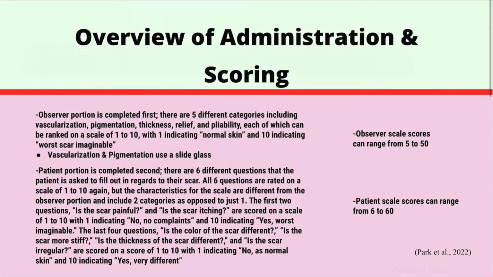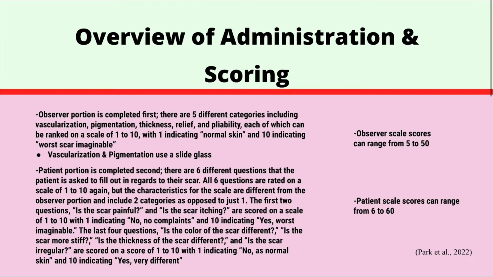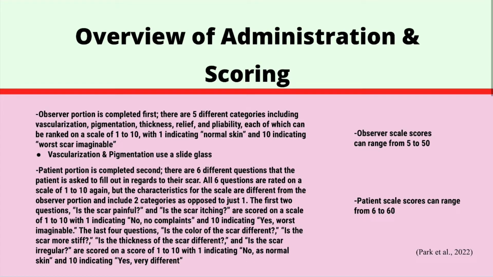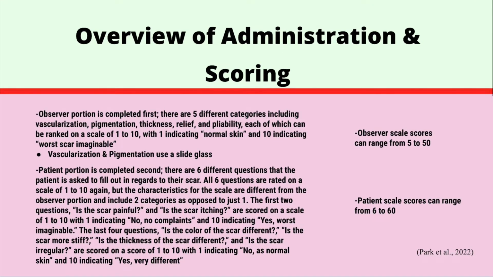Up next, we will be looking at the overview of administration and scoring of the Patient and Observer Scar Assessment Scale. First up is the observer portion. There are 5 different categories, which were determined in the last slide with their definitions, and these 5 categories can be ranked on a scale of 1 to 10, with 1 indicating normal skin and 10 indicating worst scar imaginable.